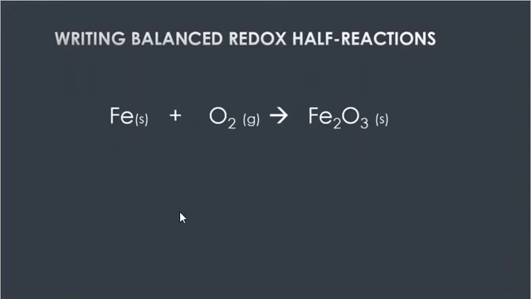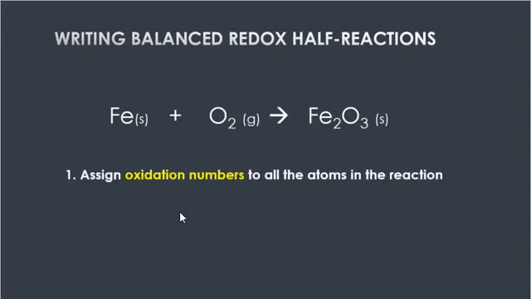Let's start with step 1, assigning oxidation numbers to all the atoms in the reaction. So we'll start with iron. In its elemental state, iron is 0, and on the product side, in this ionic compound, it takes on the oxidation state of +3. Now let's look at oxygen. Oxygen here in its elemental state is also 0, and on the product side, it has the oxidation state of -2.